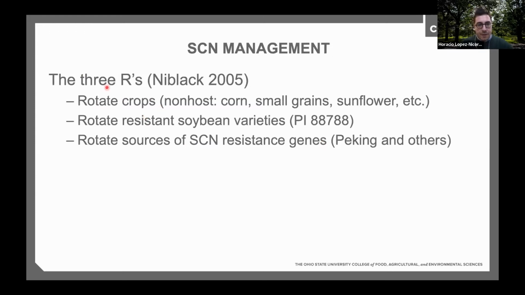So the first rotate goes for rotating crops. This is the soybean cyst nematode. It cannot complete its life cycle.